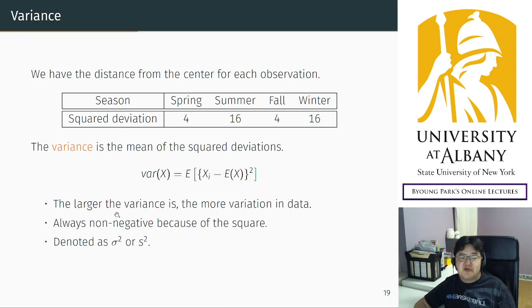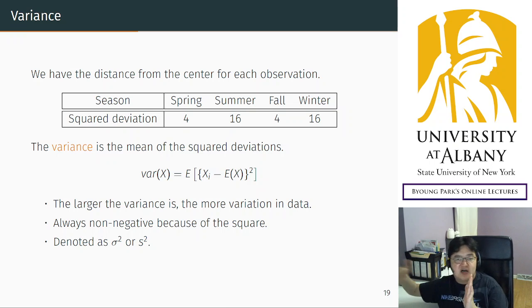And then the larger the variance is, so if you interpret the square deviation as a distance, then the variance can be interpreted as an average distance. But simply, the distance is measured as a square deviation. So the variance is a kind of average distance from the mean. Therefore, the larger the variance is, the more variation in data. So the further away the observations are from the center, from the mean, right?